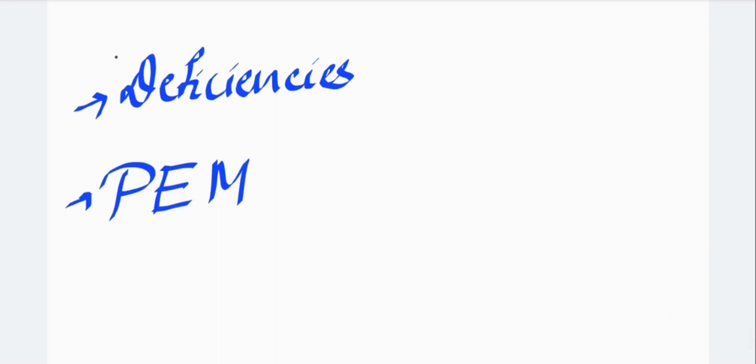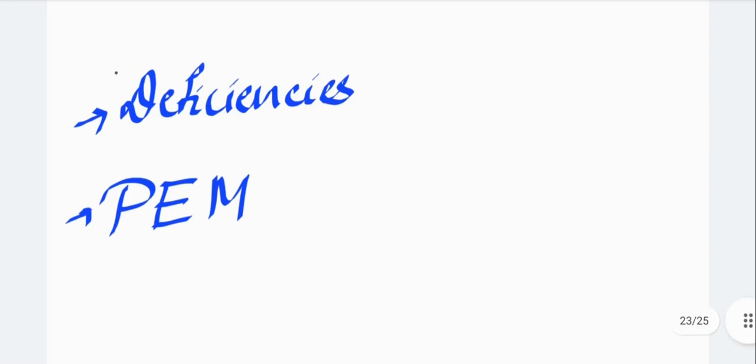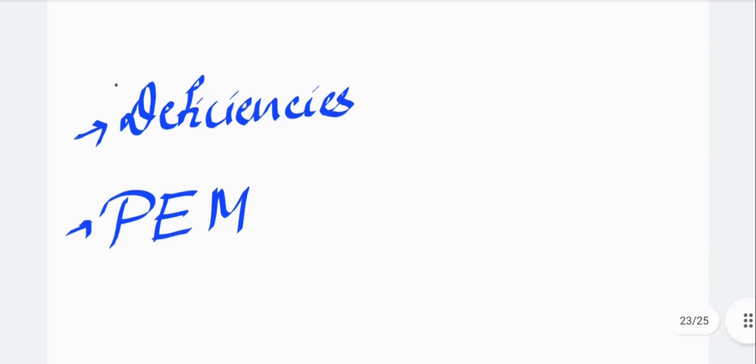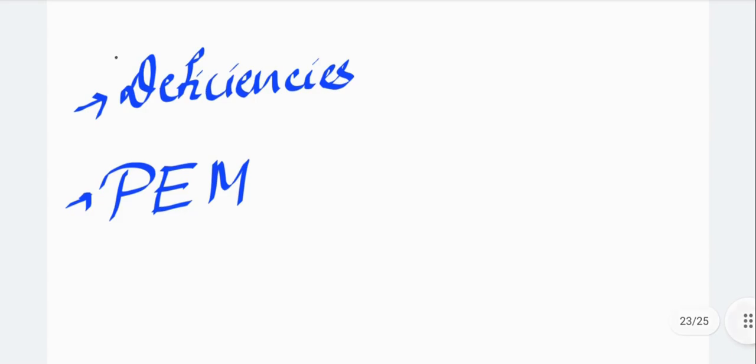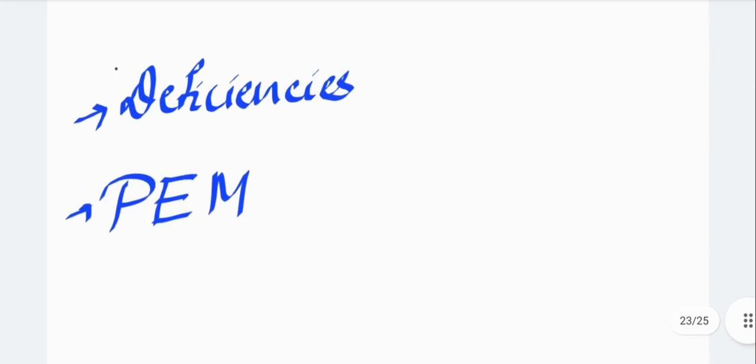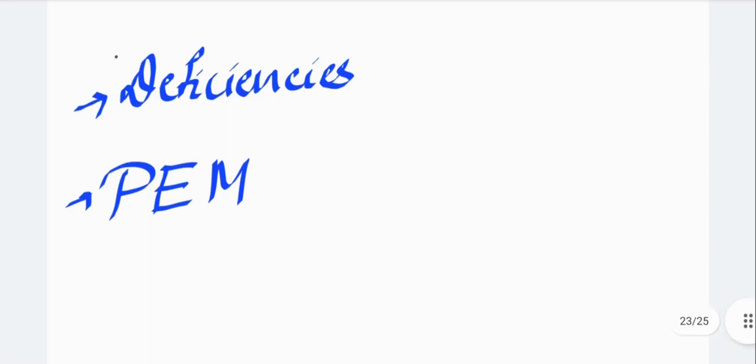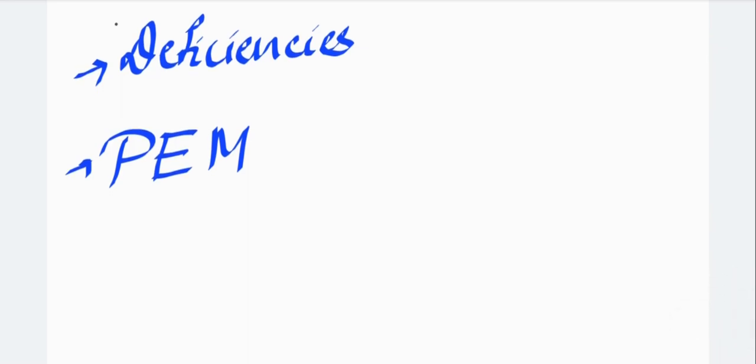Whereas iron will lead to iron deficiency anemia, that is hypochromic microcytic anemia. That is, the RBCs are smaller than normal in size and they have pale color compared to the normal RBCs. Also, vitamin A deficiency will lead to xerophthalmia, that is dry eyes and night blindness. Vitamin K is needed for the coagulation profile. If deficient, it will lead to coagulation disorders. Vitamin D deficiency can lead to rickets, osteomalacia. So, deficiencies are the most common nutritional problems faced in India. And the other problem is protein energy malnutrition.